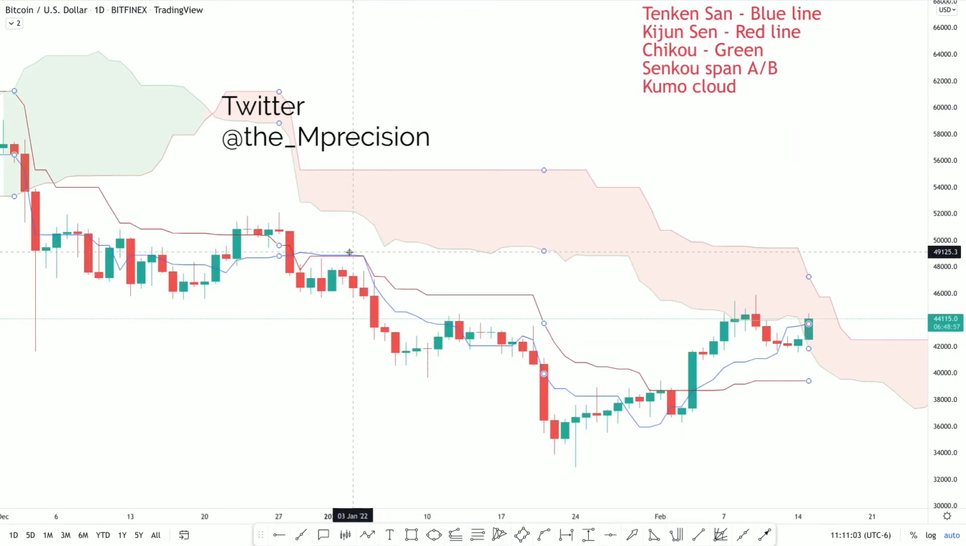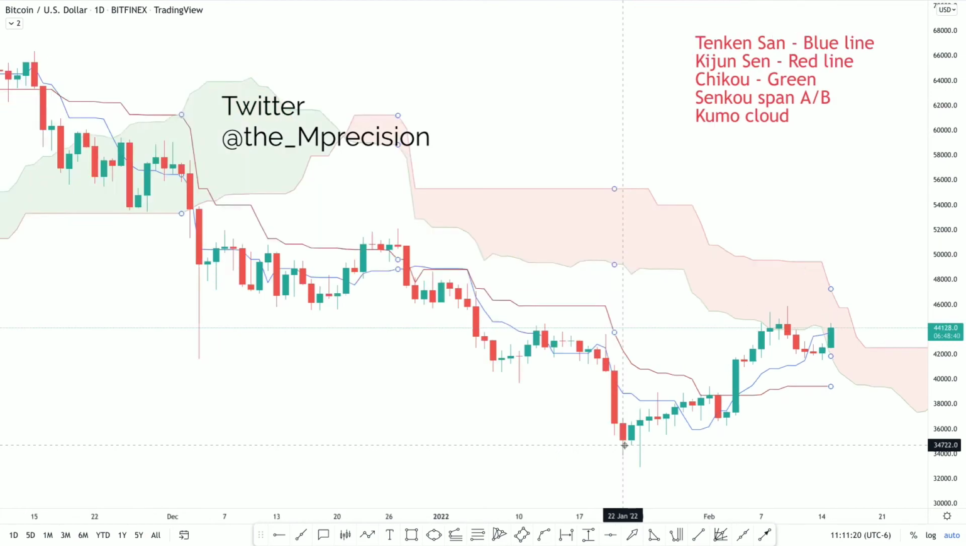Yes. Has the blue line crossed the red line? Yes. You take a short. This is a massive short opportunity that you get. So Ichimoku provides 100% win rate if you were to follow the guidelines completely.